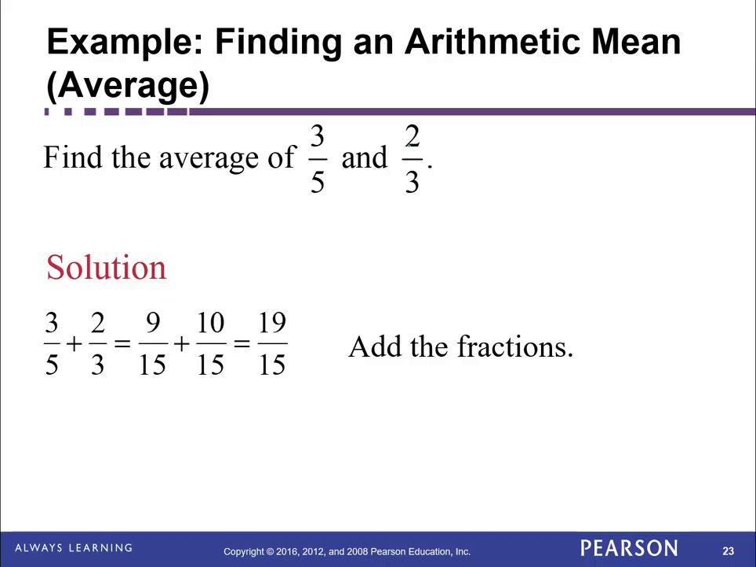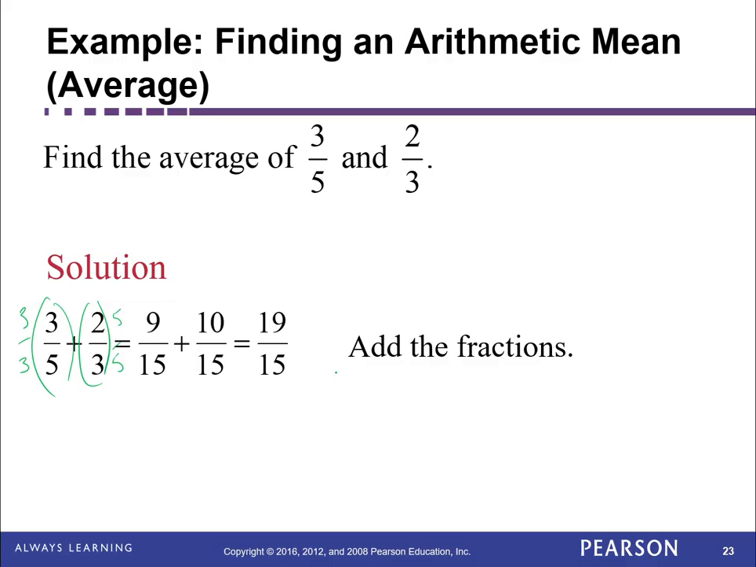We're adding together 3/5 and 2/3. Now remember, in order to add these fractions, I'm going to need a common denominator. The least common denominator of 5 and 3 here is 15, which is just 5 times 3, which means I need to multiply the first one times 3 over 3, and the second one times 5 over 5. Now 3 times 3 is 9. 2 times 5 is 10. So now I have 9/15 plus 10/15, which gives me 19/15.